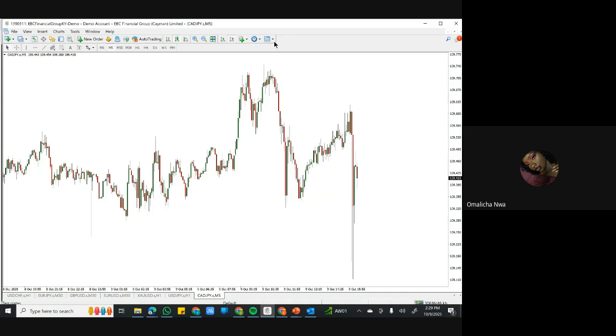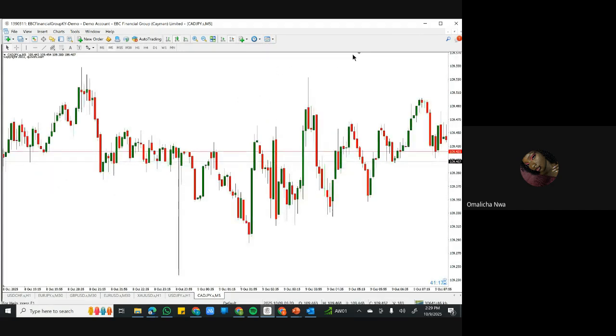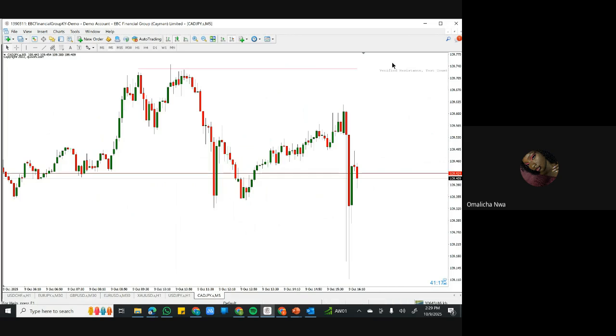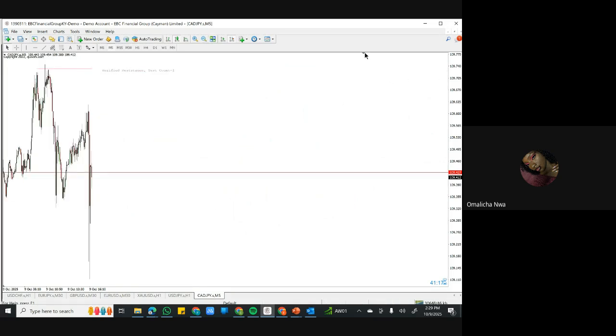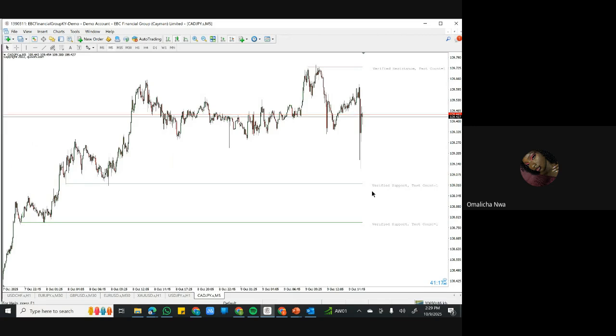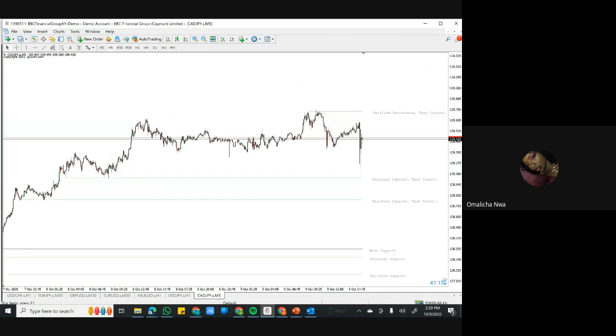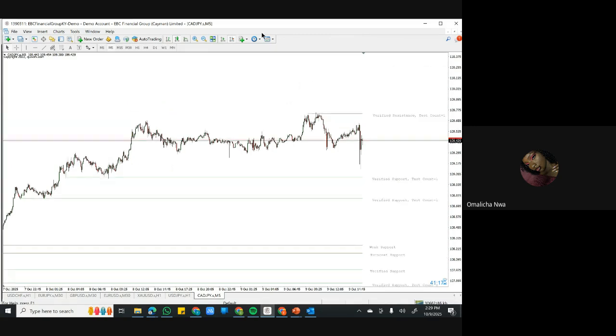All right. Now, there are indicators that show you support and resistance without stressing you in the market. Here is showing us that there is a verified support. I don't have to keep drawing and drawing. Here is showing me that there is a verified resistance support. Here is showing me that there is a verified resistance. Here is showing me that there is a verified support. Have it at the back of your mind that support is on the bottom and resistance is always at the top.